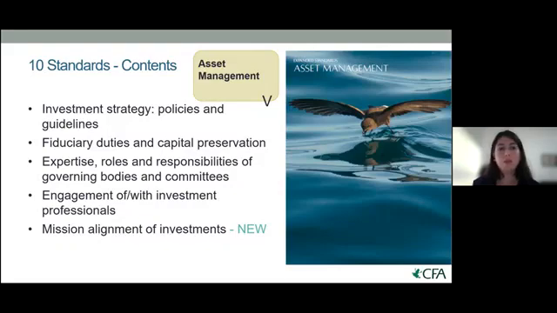So the contents kept more or less the same, focusing on investment strategy, which is reflected in the policies and guidelines, the fiduciary duties and capital preservation objectives, which I already talked a little bit about, the expertise, roles and responsibilities that the governing bodies and committees need to have in the middle to be able to perform the asset management duties, and also how to engage with investment professionals. So both of them are important, how you enter into contracts, how you tender for them, etc. And last but not least, this new standard on mission alignment of investments, which we're just going to talk about.